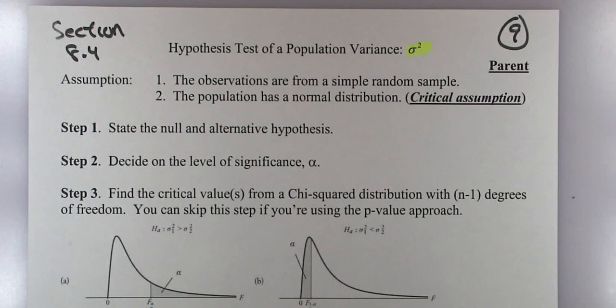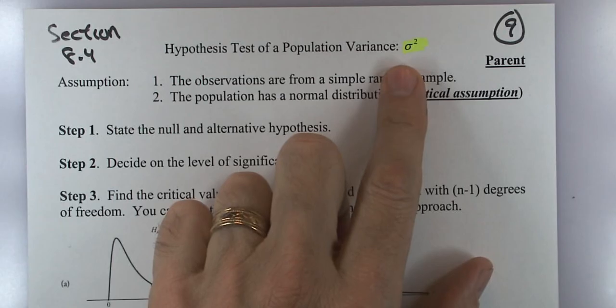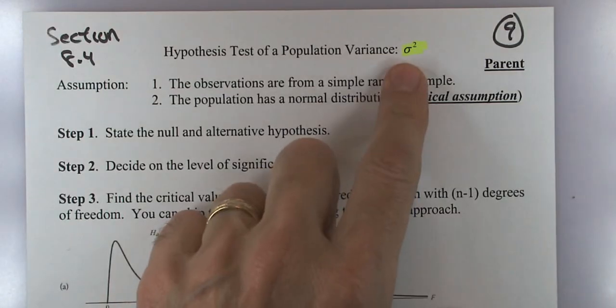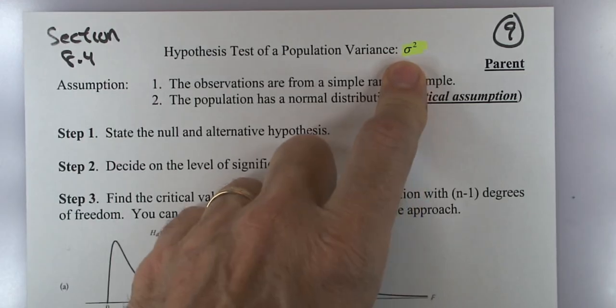Let's move into section 8.4, doing a hypothesis test for a population variance. If I wanted to do a test for a population standard deviation, what's the relationship between variance and standard deviation? If I know what the variance is, how would I get the standard deviation?